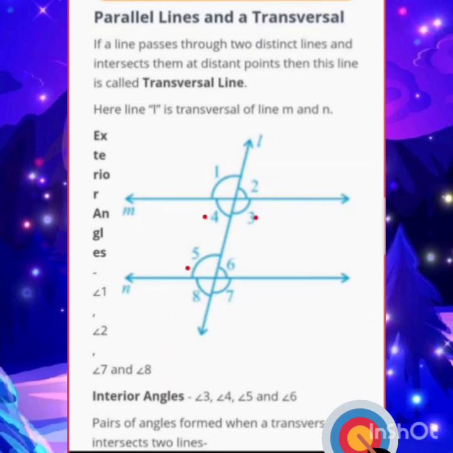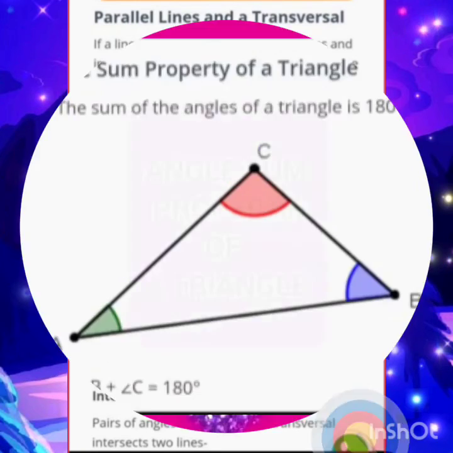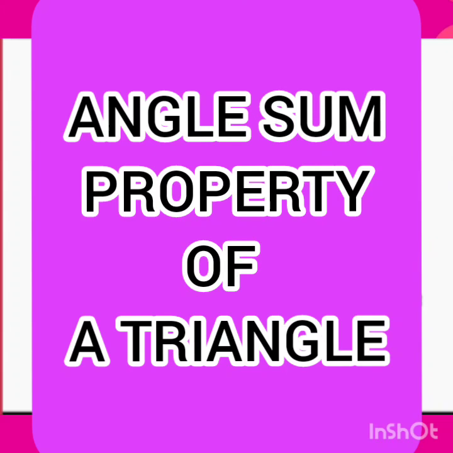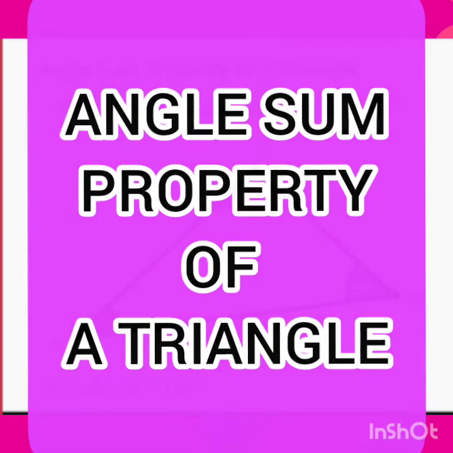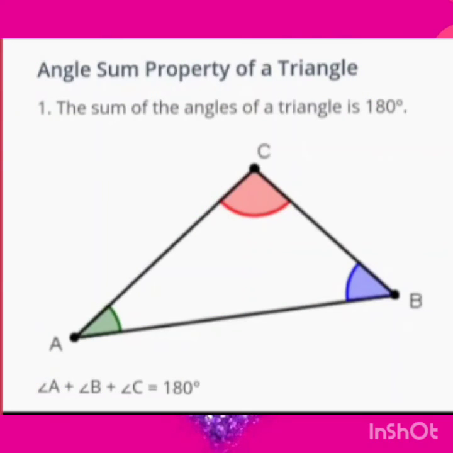So all the properties related to the transversal line I have clarified here. I hope it's clear to you. So let's come to the important topic, that is the angle sum property of a triangle. You already studied this property in the previous class, my dear student. What is the angle sum property of a triangle?